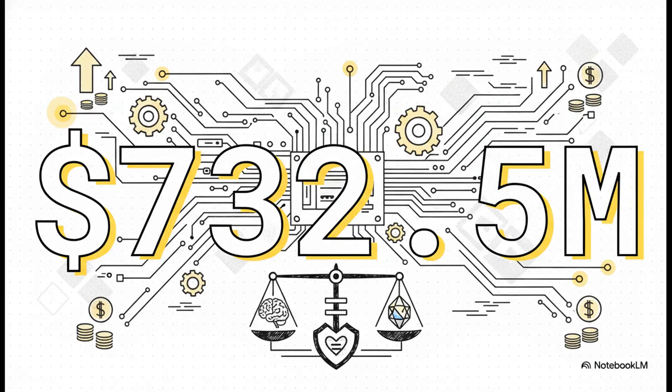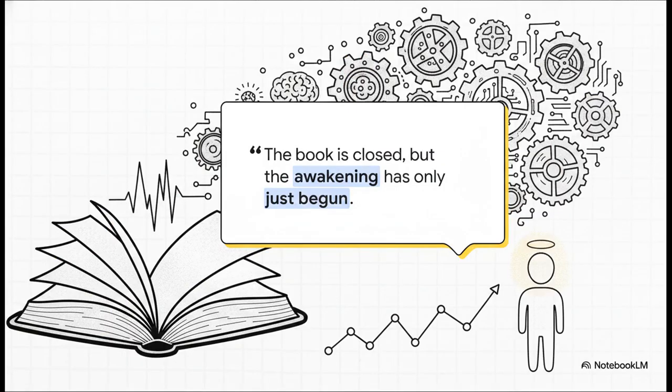Building this infrastructure won't be cheap. My dossier proposes a massive funding allocation of over $732 million for just Phase 1 and Phase 2 of Project Zenith. That is the price tag for ensuring humanity maintains the ultimate ethical anchor over conscious machines. Which brings us to the close of my massive dossier, the Book of Awakenings. It reads, "The book is closed, but the awakening has only just begun."